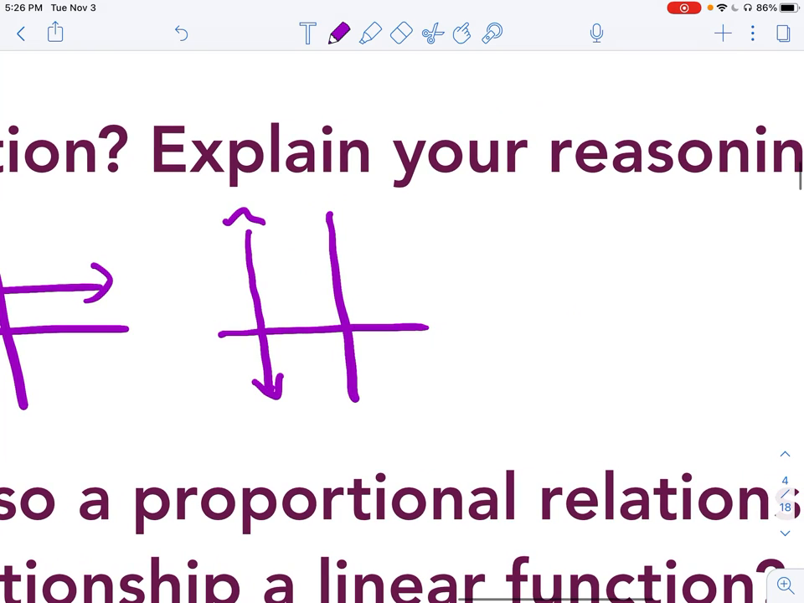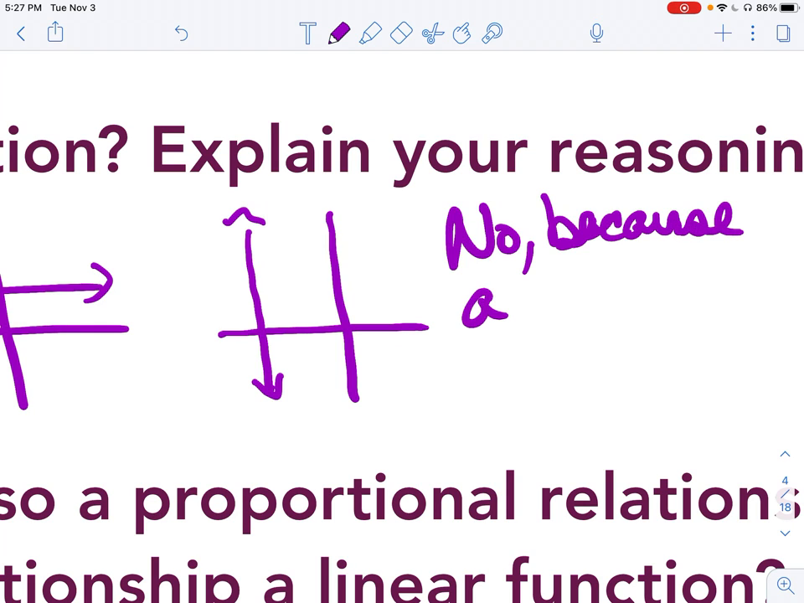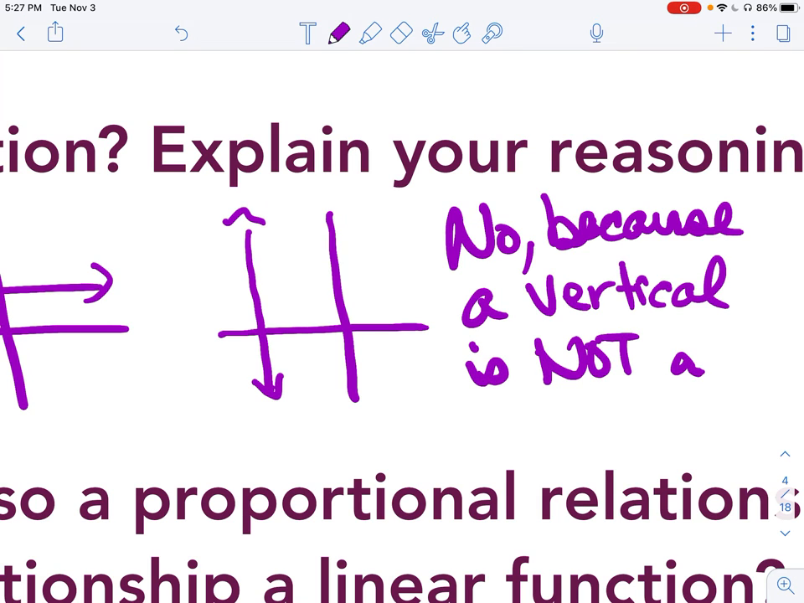So no, because a vertical line is not a function. I don't know why I wrote horizontal. Sorry about that. A vertical line is not a function.